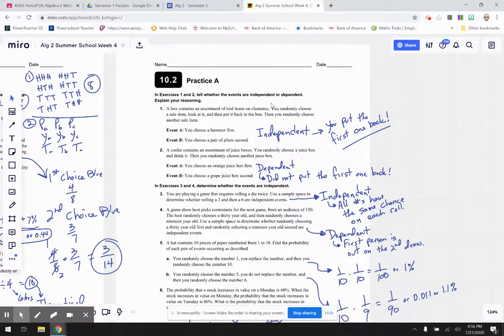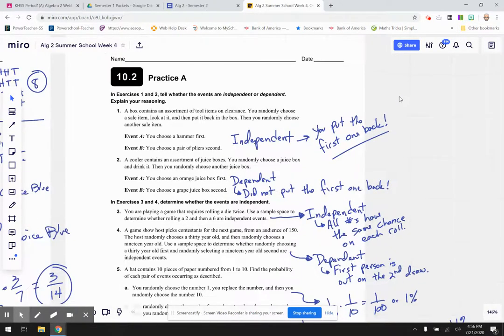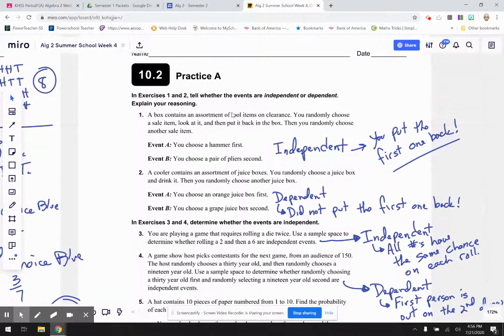10.2, they want to know about independent and dependent events. So does one depend on another? A box contains an assortment of tool items on clearance. You randomly choose a sale item, you look at it, and then you put it back in the box. Then you randomly choose another one. So you choose a hammer first, but you actually put it back in the box.